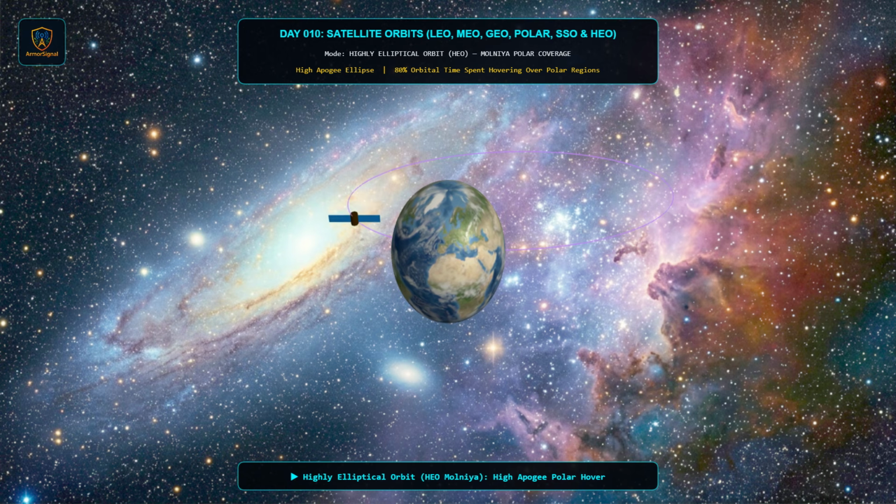In our 3D interactive space environment, observe how altitude and Kepler's laws govern all satellite orbital mechanics.